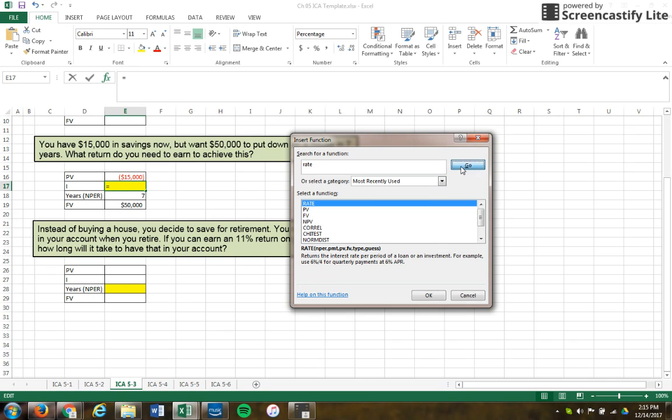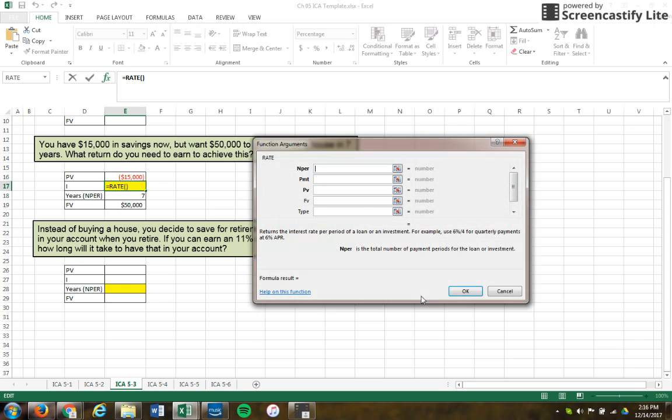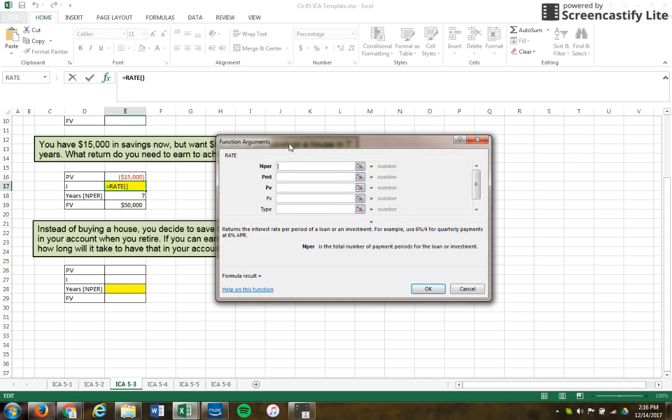R-A-T-E, the rate function is what we're looking for. So we'll search for it. We find it here. We click OK. And here it's prompting us for these inputs. We have three of them that we can put in. Number of periods, which is 7. We're skipping payment. Present value is 15,000, and the future value, we want to have 50,000 at the end.